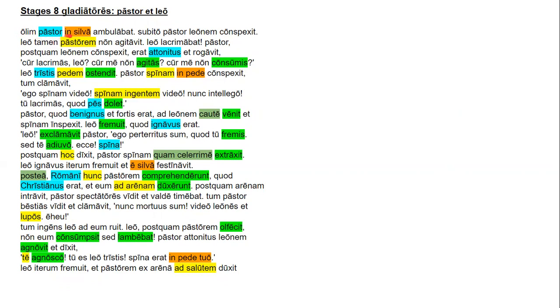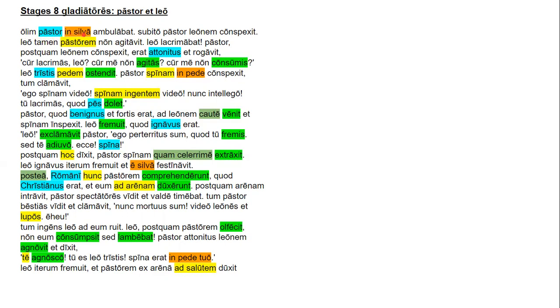Olim pastor in silva ambulabat. Okay, first sentence. So olim, that's an adverb. It means, well, if it's a story, it's once upon a time, right? Once or once upon a time. Pastor, so this is our nominative subject. It's a third declension. And it means shepherd. So once upon a time, the shepherd.